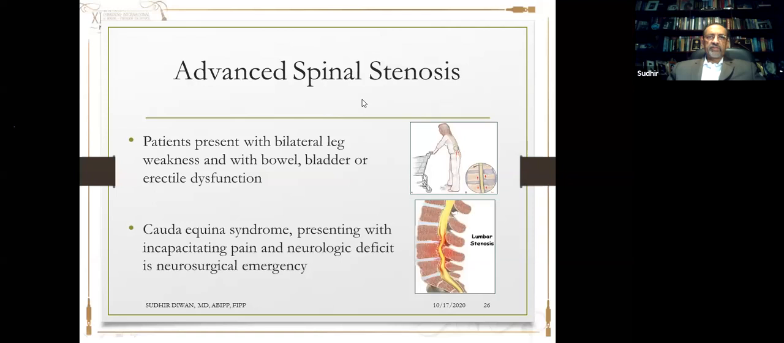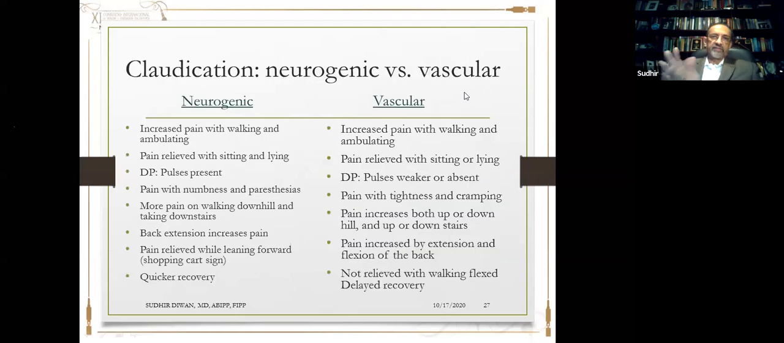When the spinal stenosis is advanced, the patient gets very severe bilateral leg weakness. Pain is not an issue here. It's because now the pressure is so much that the pain is gone, and now it is weakness. Plus there is bladder and bowel dysfunction, which is advanced spinal stenosis. In this situation, all bets are off and the patient has to go for surgery. Cauda equina syndrome presenting with severe pain and neurological deficits is a neurological emergency.